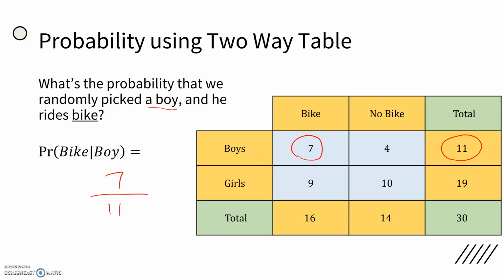So this probability is also known as the conditional probability. If you're doing the extension pathway, you should be familiar with this word, conditional. That means the probability of the person riding a bike, given that he is a boy, is going to be 7 divided by 11. Okay, so I hope at this stage you are clear on these two things. So a quick recap.